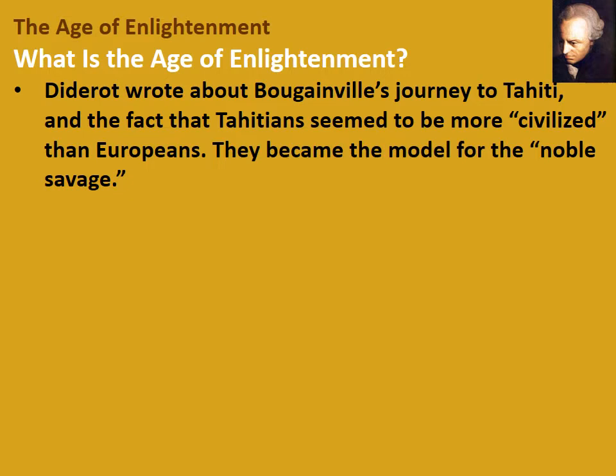So where did this idea of the noble savage come from? Well, the French philosophe Diderot wrote about Bougainville's journey to Tahiti and the fact that the Tahitians seemed to be more civilized than Europeans. They became the model for the noble savage. Just like Montaigne wrote in his essays that some of the Americans seem to be more noble and less savage than the Europeans, who are far superior technologically and have more education, so did Bougainville write that the people in Tahiti seem to be more civilized than the Europeans.